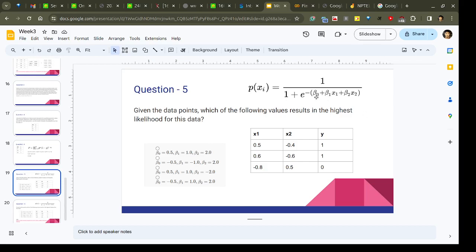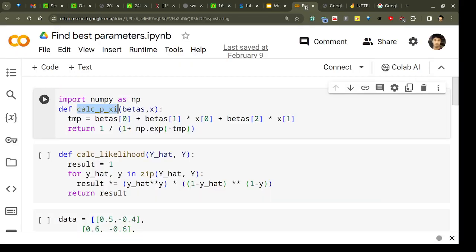Let's calculate this part first: beta 0 plus beta 1 x1 plus beta 2 x2. And what is the value of beta 0, beta 1, beta 2? It can be this one, it can be this one. So we'll iterate through all of them and find out which one is better. So let's get to the function. We have the value of betas, which means we have three numbers, beta 0, beta 1 and beta 2, and we have values of x: x1 and x2. Index starts from 0, so this one is x1 and this one is x2.